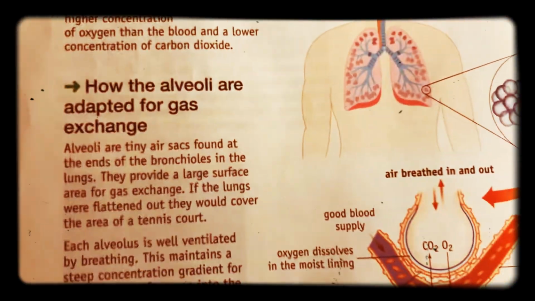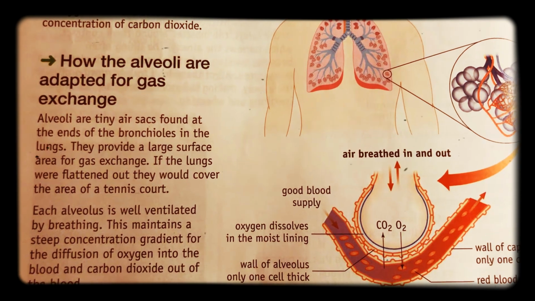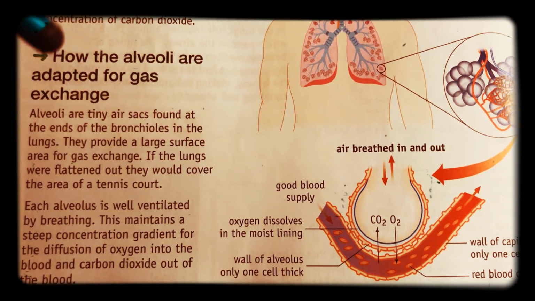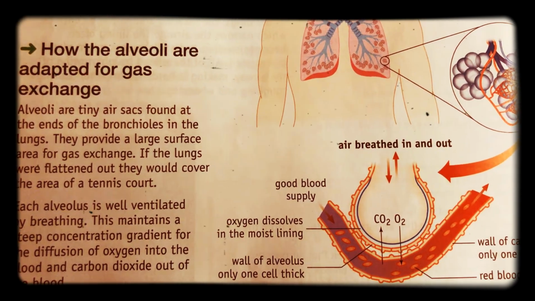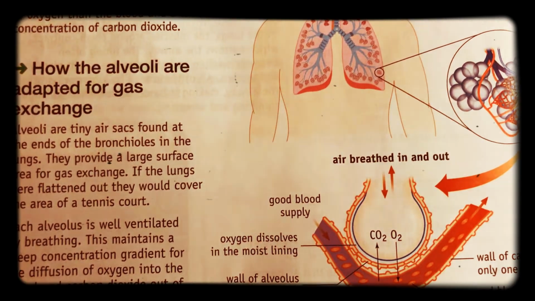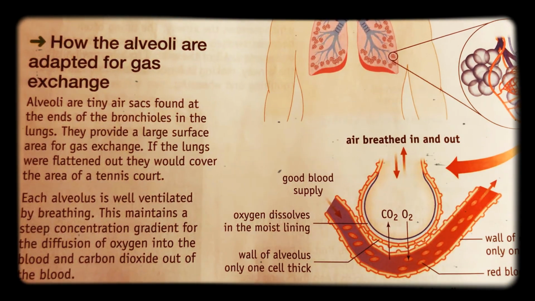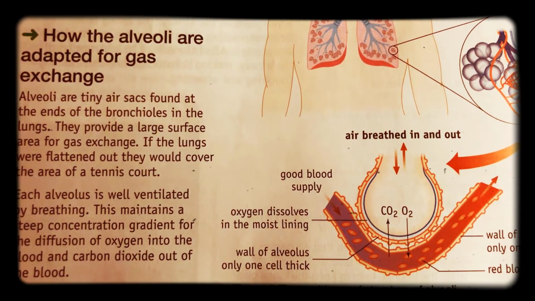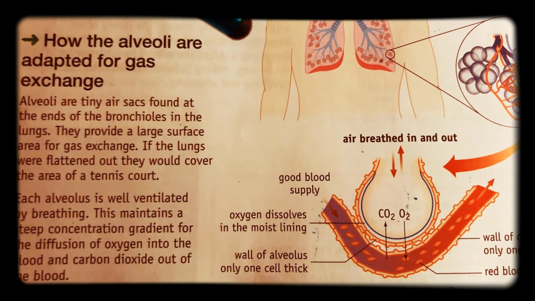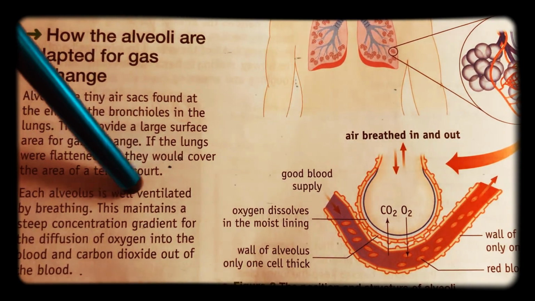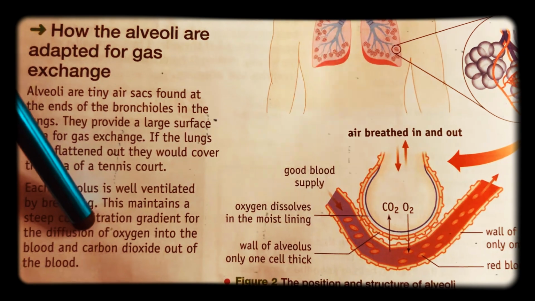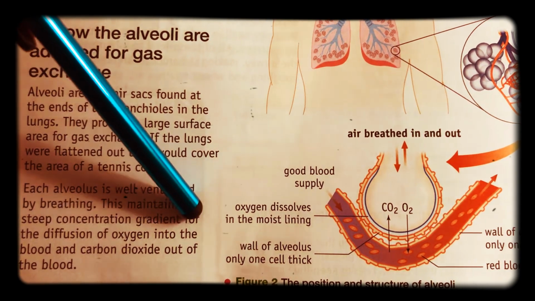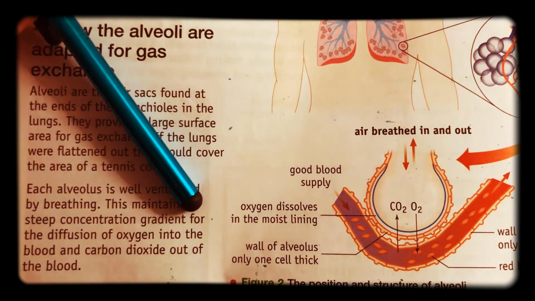So these alveoli are tiny air sacs. They're found at the end of the bronchioles in the lungs and provide a large surface area for gas exchange. Did you know if your lungs were flattened out, they would actually cover the area of a tennis court? I've always found that fascinating. Each alveolus is well maintained by breathing, giving a steep concentration gradient for the diffusion of oxygen into the blood and carbon dioxide out of the blood.